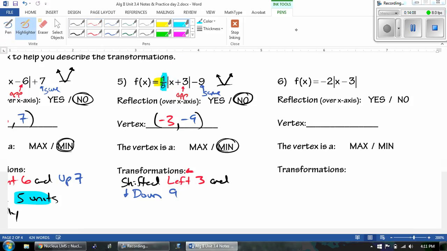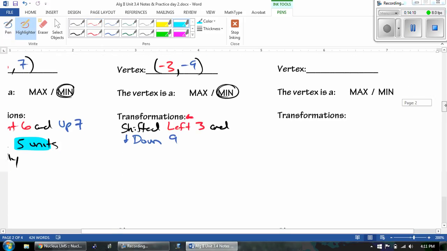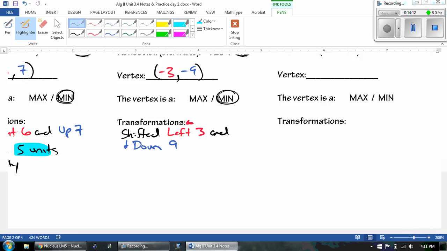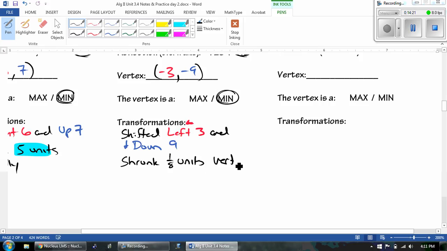Okay, now look at this. We have our fraction 1/8. All right, so it's not getting stretched. This time it's getting shrunk 1/8 units vertically. Okay, and we get the 1/8 because that's the number that's out in front.